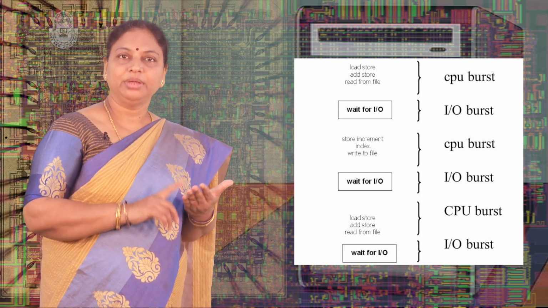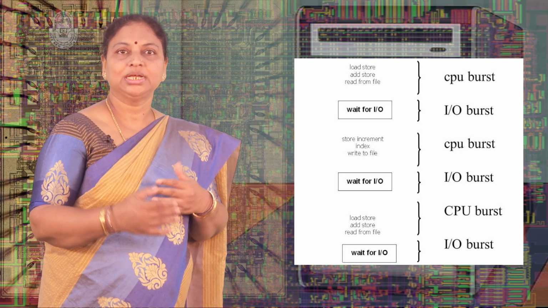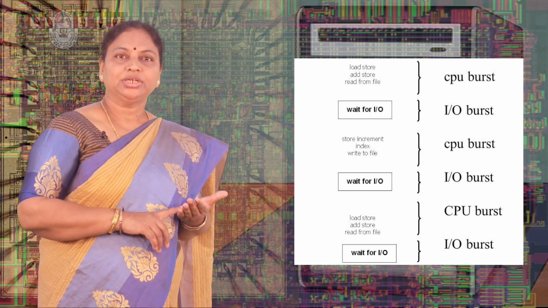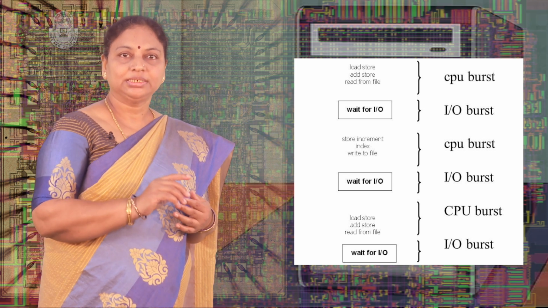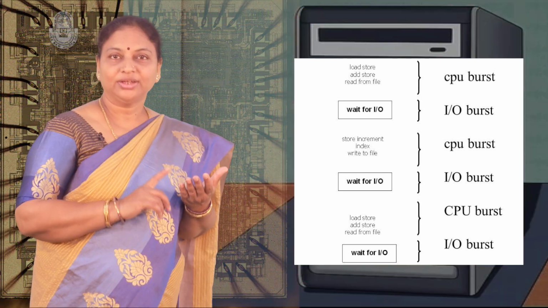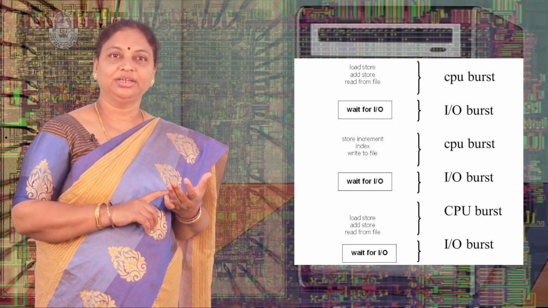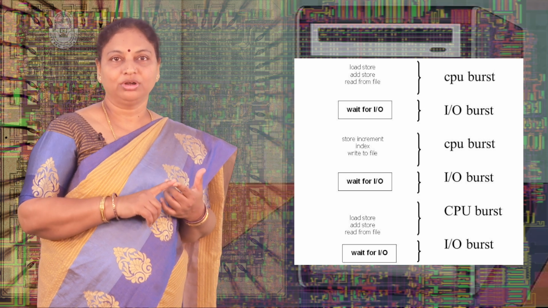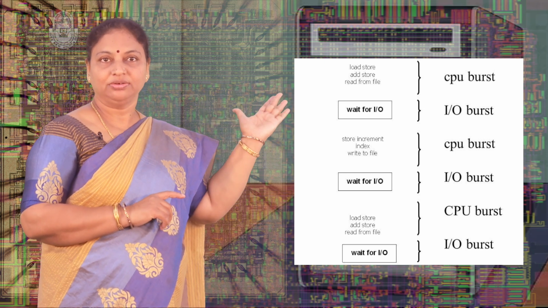Process execution begins with a CPU burst. Then it will be followed by an IO burst, and a combination of these two. Eventually, the final CPU burst ends with a system request to terminate the execution of the process. The non-preemptive CPU scheduling algorithms are first come first serve scheduling, shortest job first, priority scheduling and round robin scheduling. Now let us take up the first come first serve scheduling algorithm.